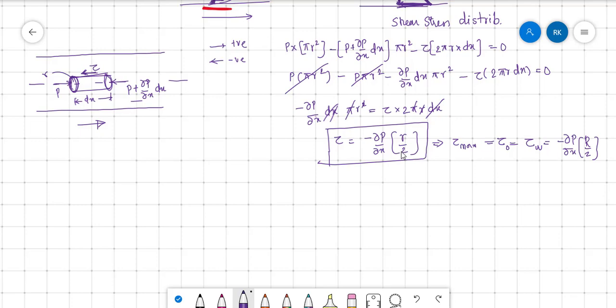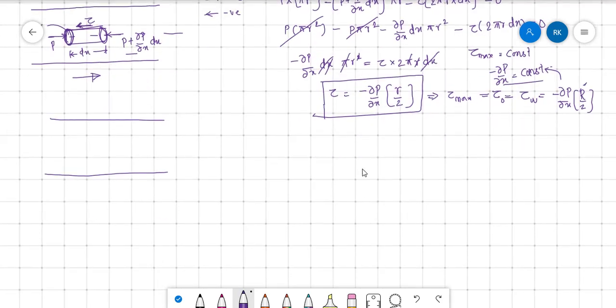So we have found the shear stress. Now let us find the velocity. There was a velocity profile. From this, tau max will be constant. If tau max is constant, then minus dou P by dou X should also be constant, since R by 2 is constant.